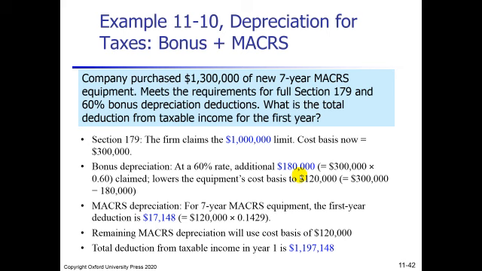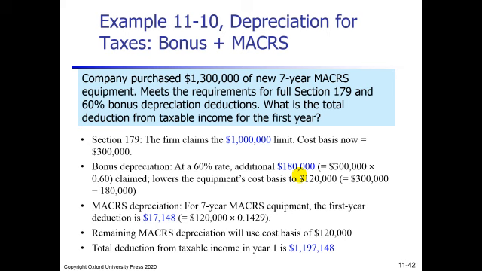Now, there is bonus depreciation. That's going to be applied to the new cost basis of $300,000. So from that, we get 60% off of the $300,000. So that's an additional $180,000 that we get to take off because of bonus depreciation. And now you will see we were down to a basis of $300,000. We've taken off another $180,000, and so that brings us down to a cost basis of $120,000 moving forward.